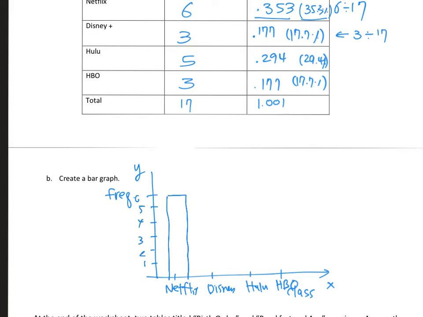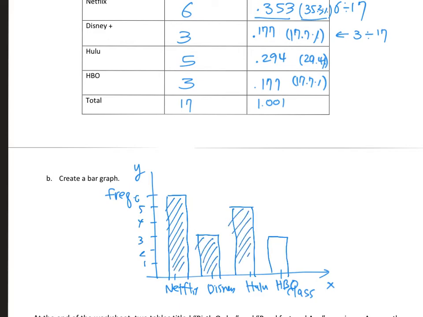And then Disney is 3, so Disney's bar is going to be just lower. Again, Hulu is 5, bar here. I got this bad graph. HBO is 3, so 3 is about here, right? So you can color in if you want to, you don't have to. So this is just a graphical representation of the relative frequency. So again, Netflix has the highest frequency. Most people answered Netflix, that's why it's going to have the highest bar. Disney and HBO have the lowest bars because they have the lowest frequency.